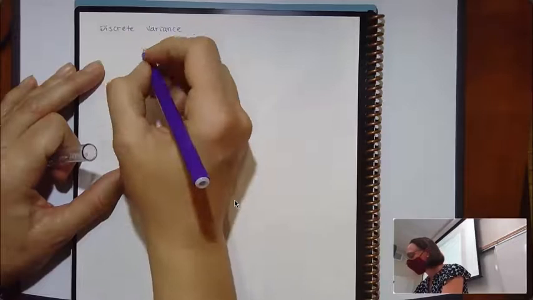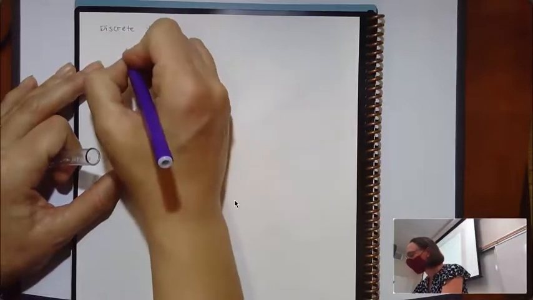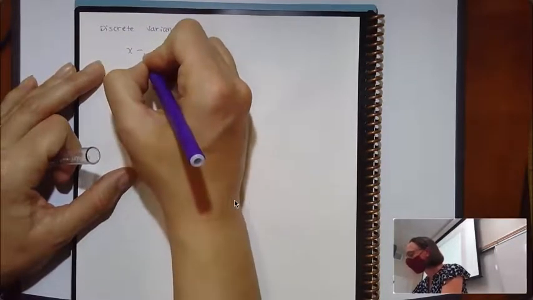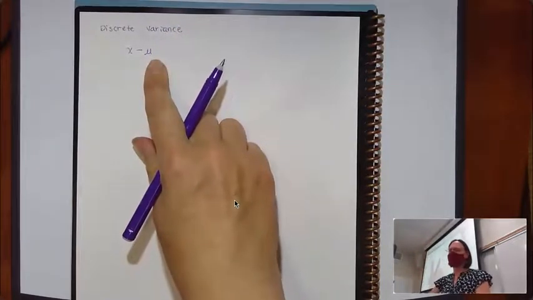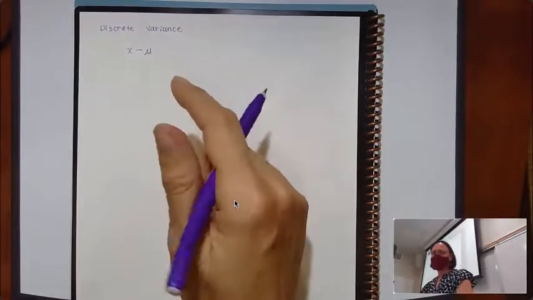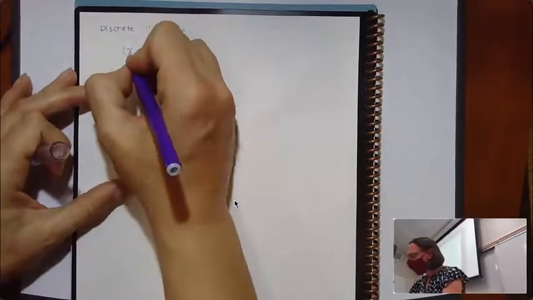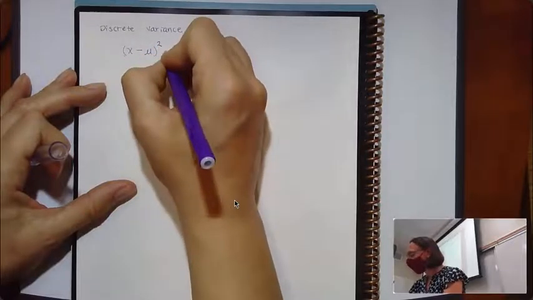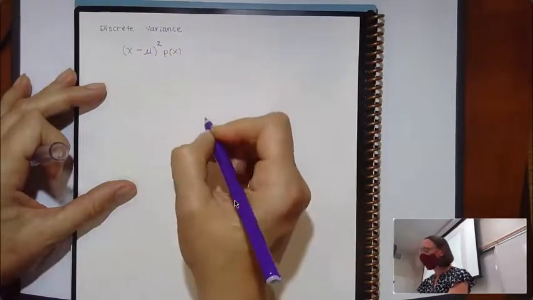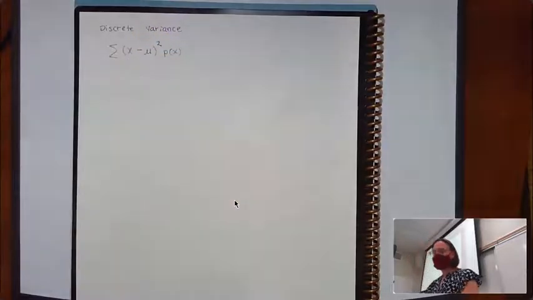Yeah, we've got to subtract the mean or the expected value. So we take each of our x values, we subtract the mean. By the way, I'm using mu for mean because that's the one that our book uses. This thing we've got to square and then multiply by the probability. And we add that up, summation style.